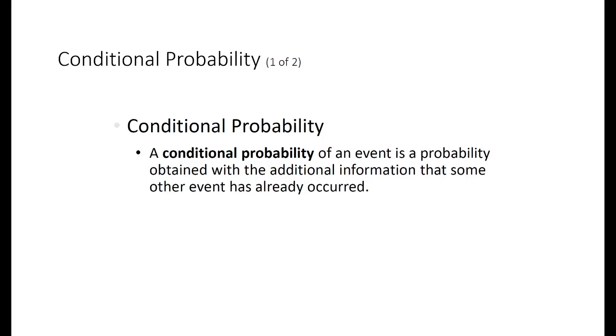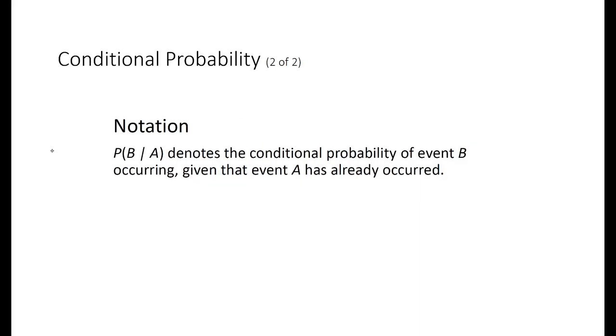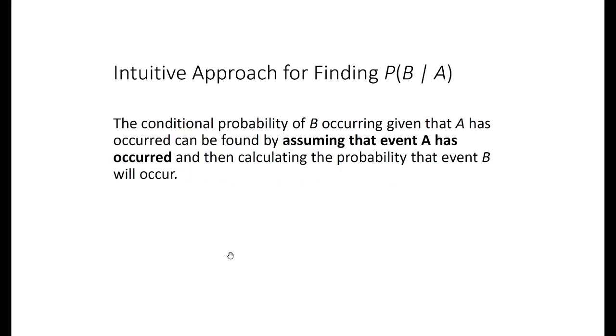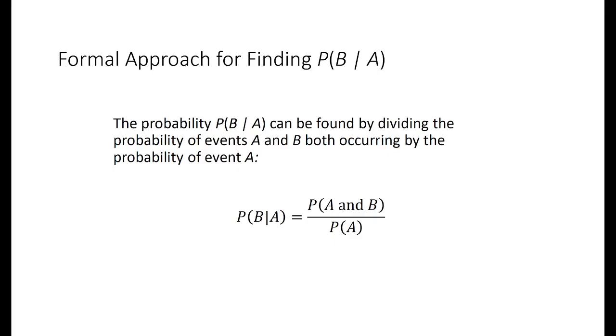For example, you want to find the probability of event A given that event B has already happened. This is the notation we use for conditional probability: the probability of event B given that event A has already happened. The conditional probability of B occurring given that A has occurred can be found by assuming that event A has occurred and then calculating the probability that event B will occur. That is the intuition, and to find it, we can use a formal formula.